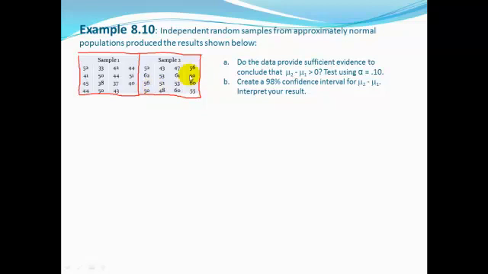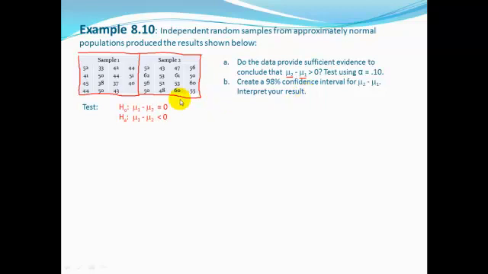So we want to actually test to see if the mean of sample 2 is bigger than the mean of sample 1. Isn't that what that's saying? Mu2 minus mu1 is greater than 0. We want to test at alpha equal 0.10, and we want to create a 98% confidence interval for the difference in means. And so what we first have to do is figure out what it is we're going to test. And so coming up with the null and the alternative.